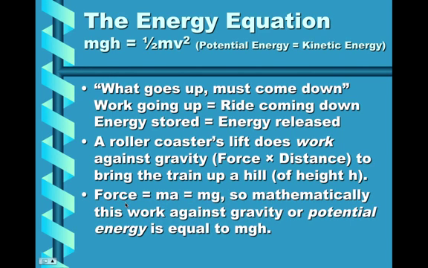In a previous episode, we learned about force, and force is equal to mass times acceleration. That's Newton's second law, which in the case of gravity then is just mass times g, the gravitational constant of acceleration. So mathematically, this work that we're talking about against gravity, which we also call potential energy, is equal to mass times g times h. We just say mgh.